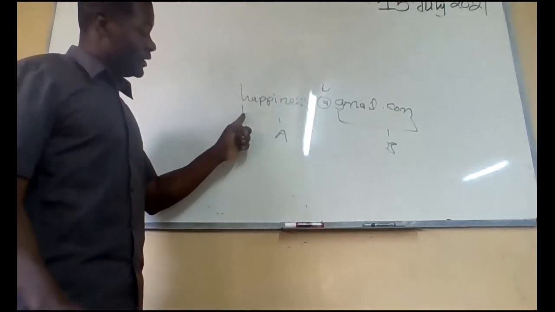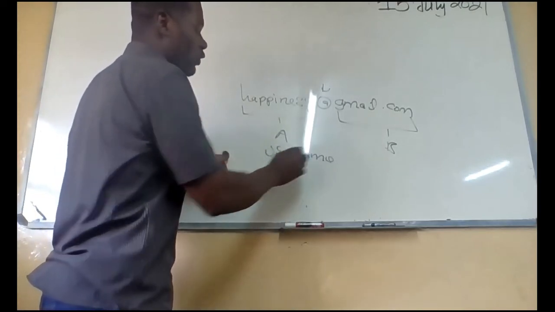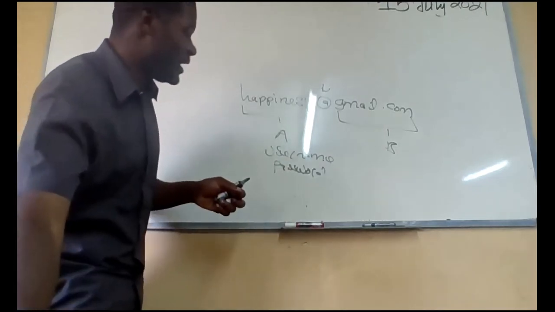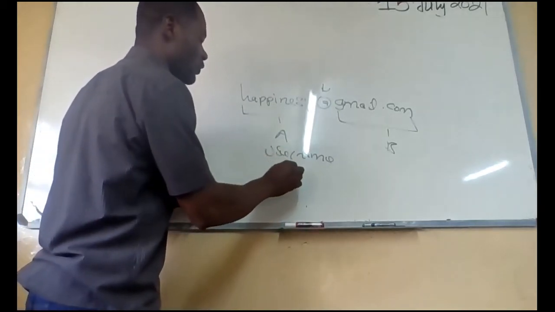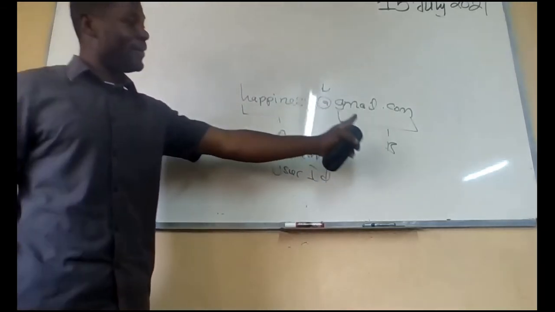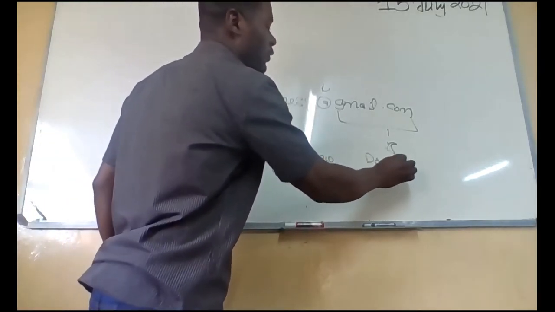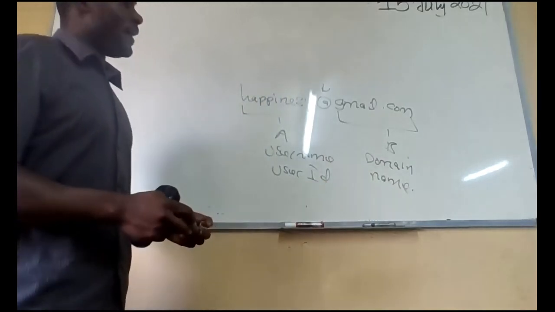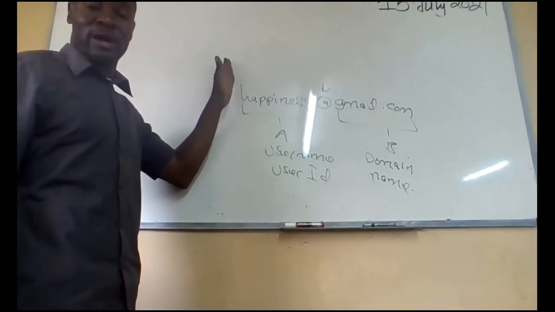So this one here is known as the username. You can call it the username, or you can call it the password. Sorry, not password, the ID. User ID. That is acceptable. Then on the other side there, we've got what we call the domain name. And the structure of an email address is as simple as this.